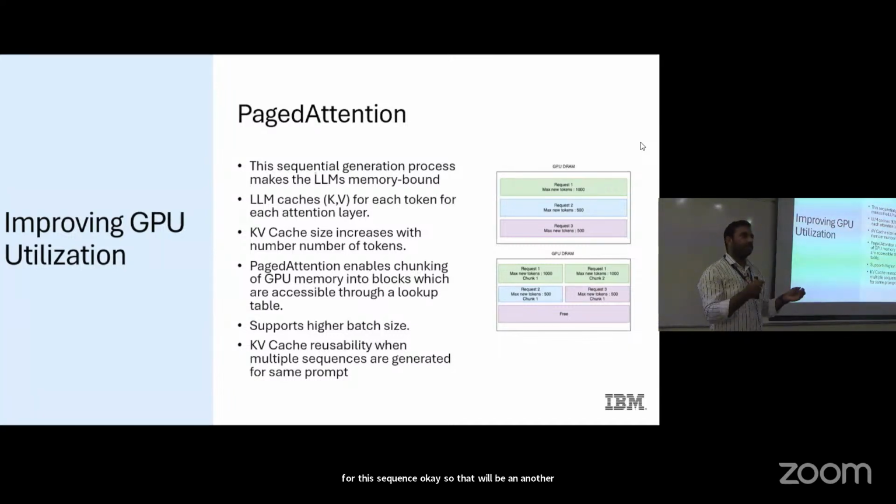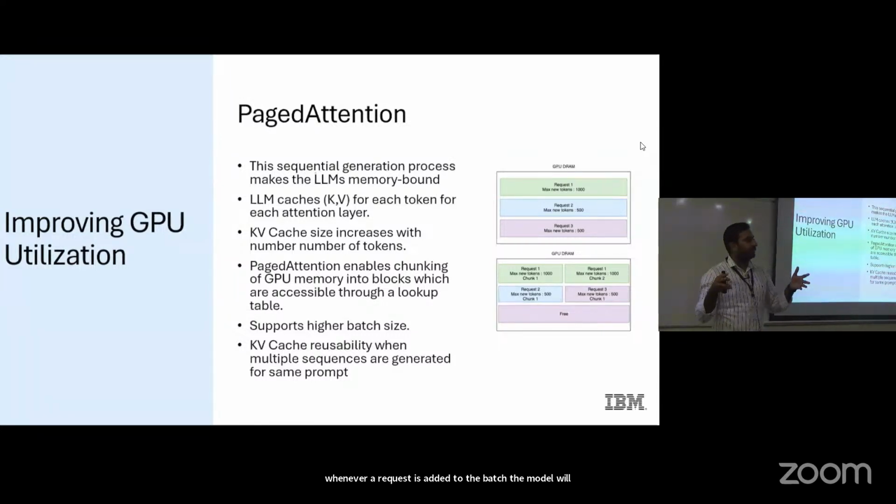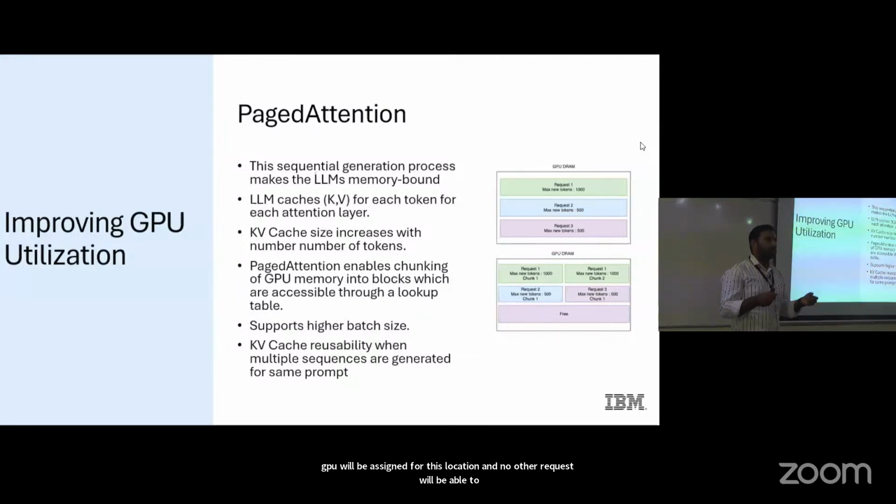And if the request reaches an end of sequence token before the user-specified limit, it can be taken out. Or it will be forcefully taken out if it reaches the user-specified limit. Okay, so whenever a request is added to the batch, some continuous memory locations of the GPU will be assigned to this request, and no other request will be able to use this location even if end of sequence is reached earlier. Okay, so this causes a lot of internal fragmentation.